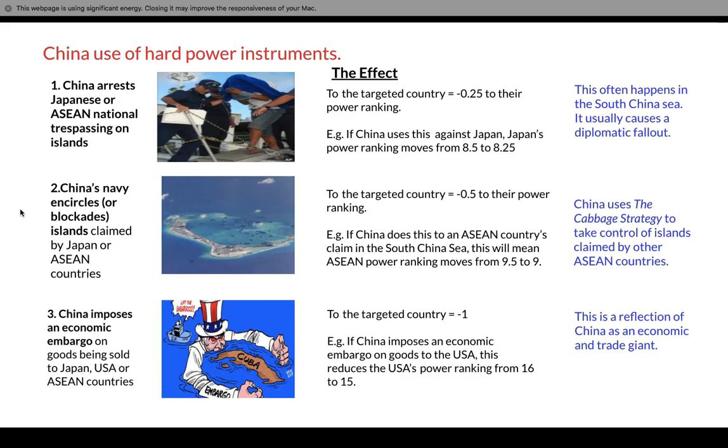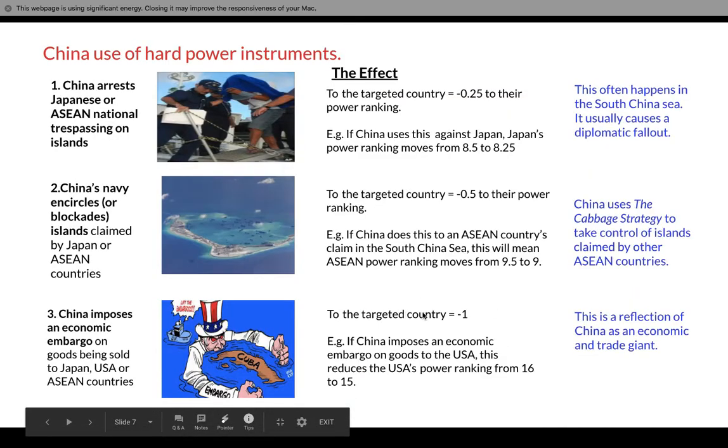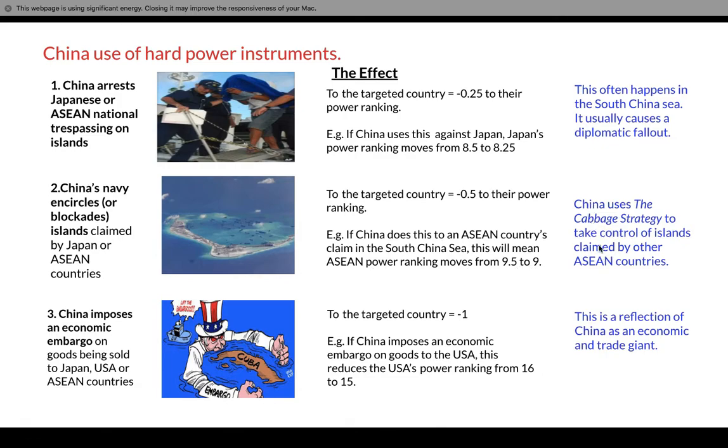You could also escalate the tensions a little bit more, do something a bit more aggressive. So China can encircle these islands with its navy that are claimed by Japan in the East China Sea or Asian countries in the South China Sea. So if China does encircle these islands, the targeted country loses minus 0.5 to their power ranking. So if China does this to an Asian country's claim in the South China Sea, and ASEAN is 9.5, this will mean ASEAN's power ranking moves from 9.5 to 9. And this strategy, if you remember from the video, is the cabbage strategy.